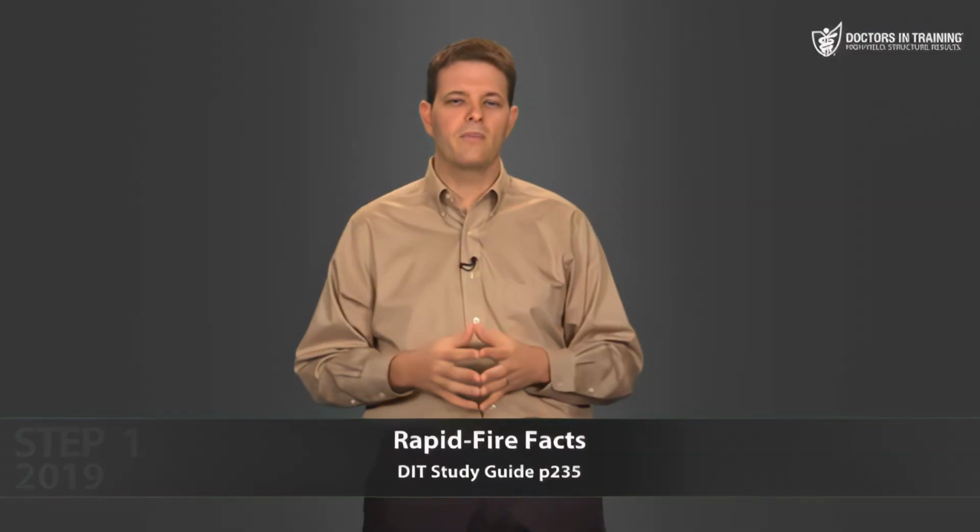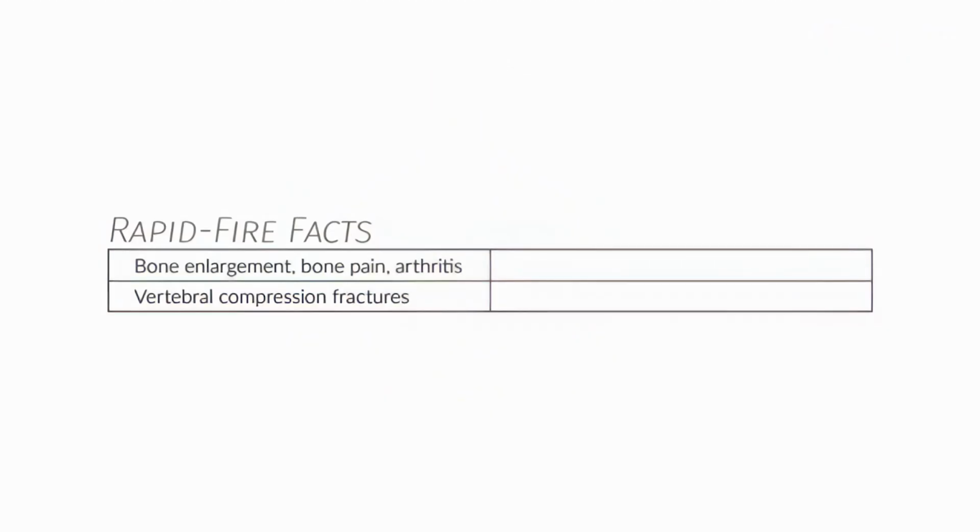Then we have a couple of rapid-fire facts. Bone enlargement, bone pain, and arthritis would be seen in Paget disease of the bone, that bone enlargement where the hats don't fit anymore. And then vertebral compression fractures are most commonly seen in osteoporosis.